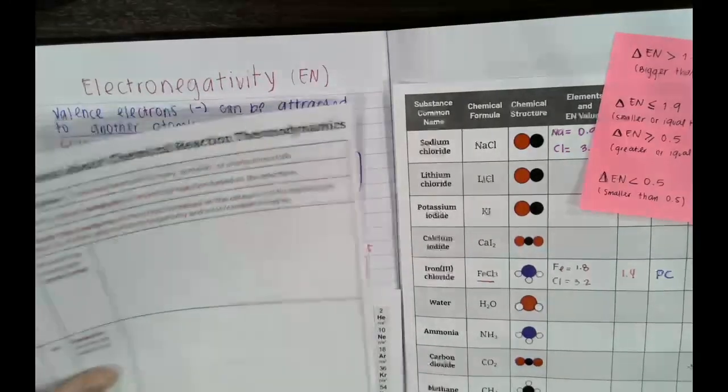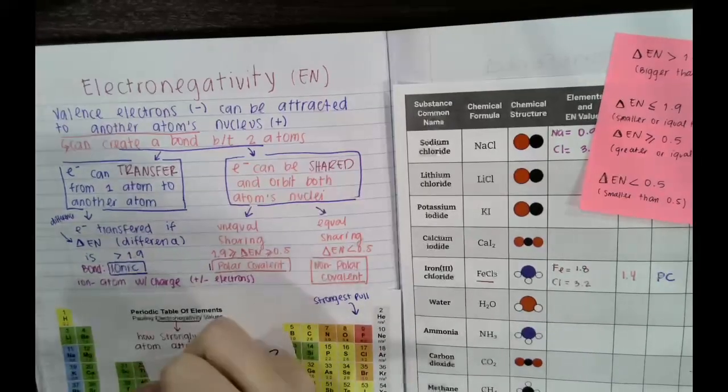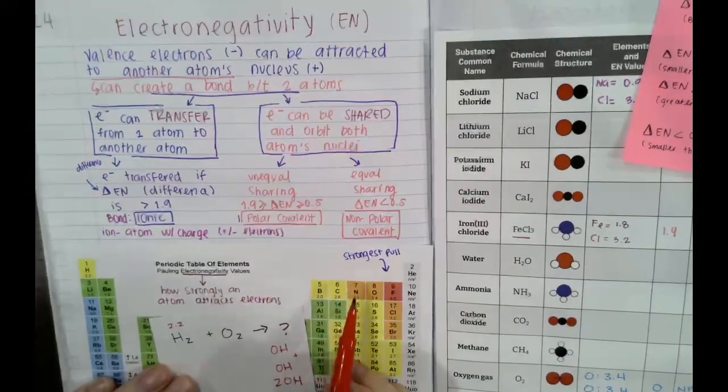All right, so let's try to predict some products. First, let's get our electronegativities. Hydrogen's is 2.2. Oxygen's, if we look on the table, 3.4.